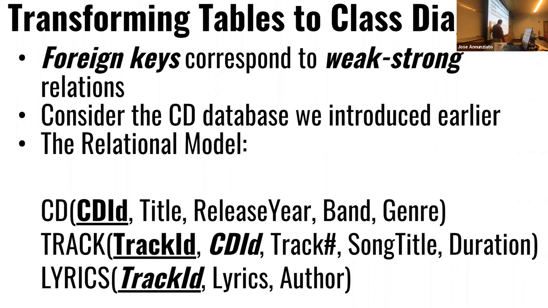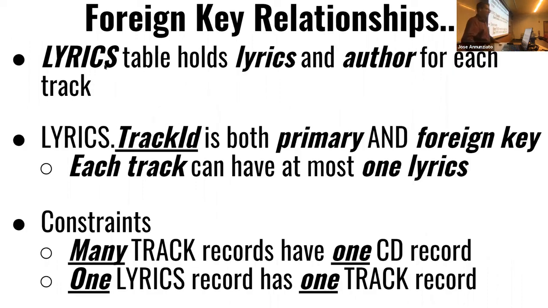The way to implement that is that it's a foreign key, which is referencing the track, but because we want the uniqueness, that the lyric cannot repeat, we also make it into a primary key. So it's a foreign key because it references the track, but because we want it unique, we also make it a primary key. So it cannot repeat. Make sense? So the lyrics hold the lyrics, and it's both a primary key and a foreign key. Each track can at most have just one lyric.